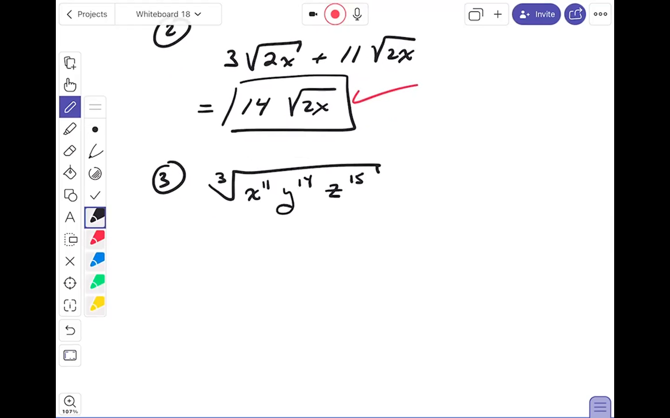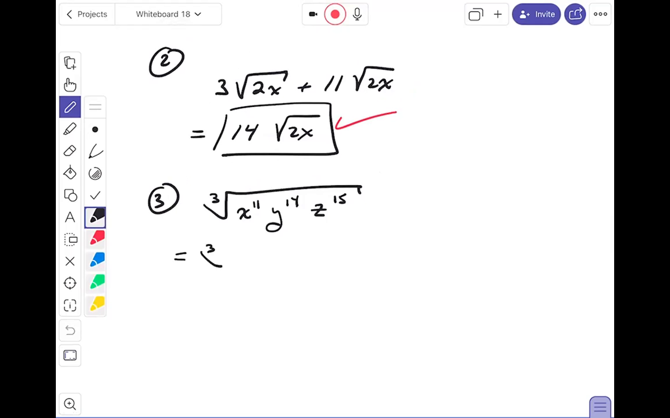Well, let's put this down. Cube root. I'm looking at that x11. I'm going to say the biggest perfect cube there would be x9. What's left over? X squared. Now I'm looking at y14. I'm going to say y12. It's a multiple of 3. What's left over? Y squared. Now, if I look at z15, 15 is a multiple of 3, right?